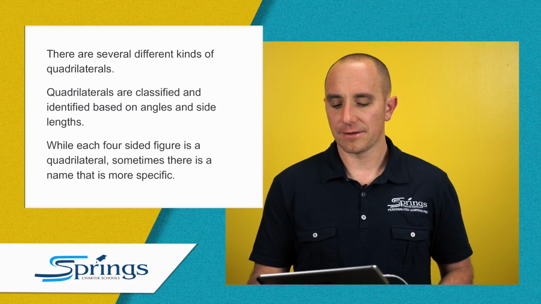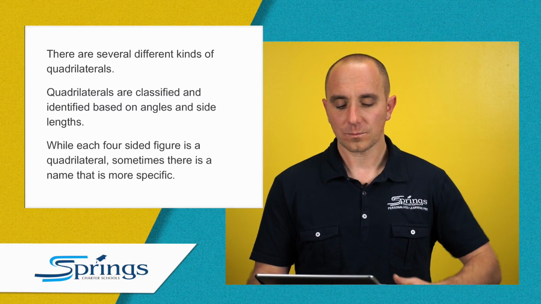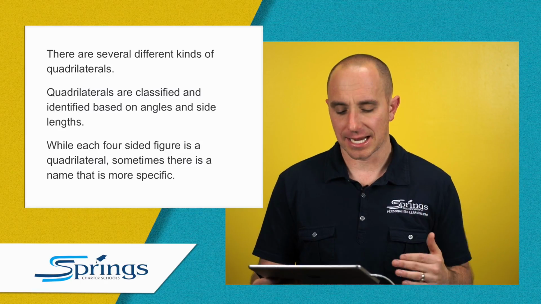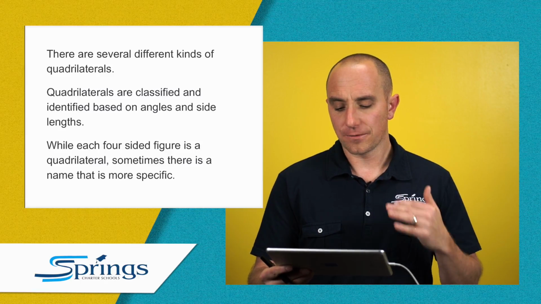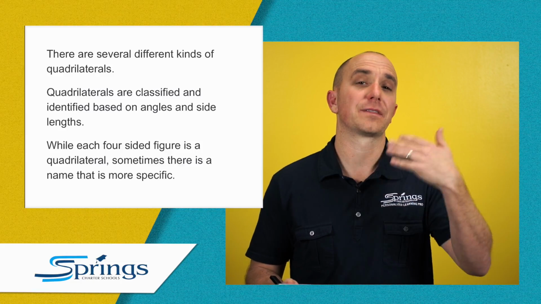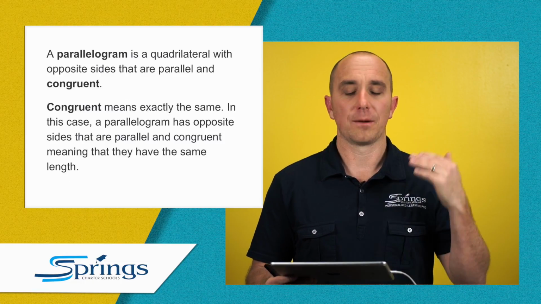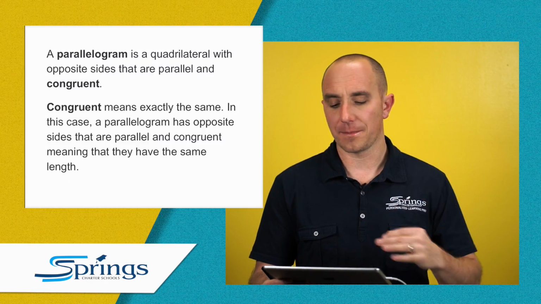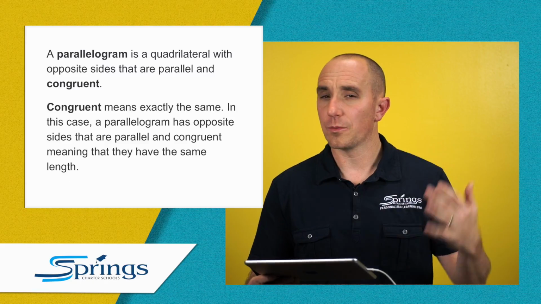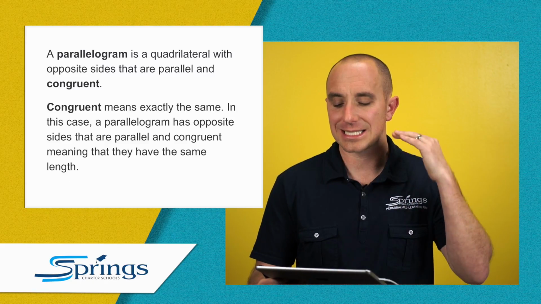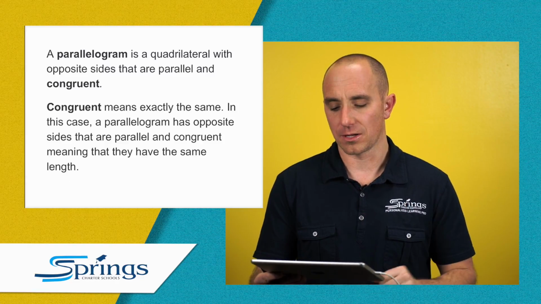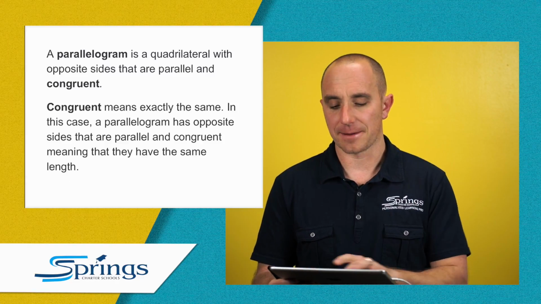Now, there are several different kinds of quadrilaterals. So quadrilaterals are classified and identified based on angles and side length. So while each 4-sided figure is a quadrilateral, sometimes there is a name that is more specific than just simply quadrilateral. So a parallelogram is a quadrilateral with opposite sides that are parallel and congruent. And we're going to go over this word again and again. So congruent means exactly the same. So in this case, a parallelogram has opposite sides that are parallel and congruent, meaning that they're the same.